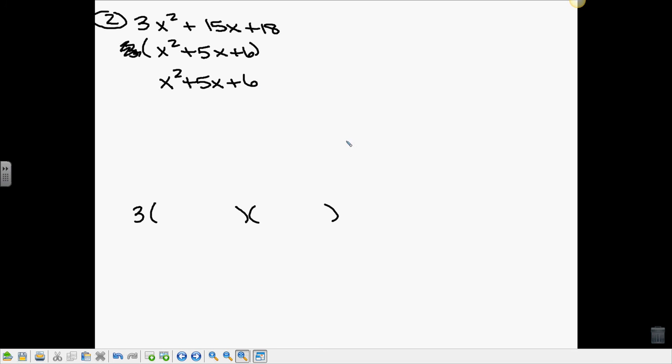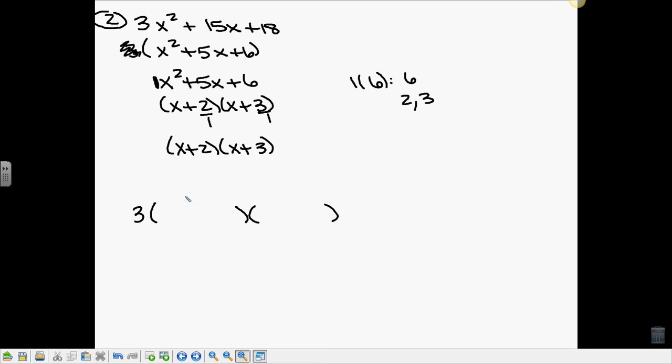So now this is just like that first problem. I want to take the coefficient on the square times the constant, so 1 times 6, which is obviously 6. What multiplies to 6 but adds to 5? 2 and 3. So you're going to write x plus 2, x plus 3. We have to divide by that 1 in front. When you divide by a 1, does that really change the problem? No, it's still x plus 2, x plus 3, right? So you end up having 3 times (x plus 2) times (x plus 3).